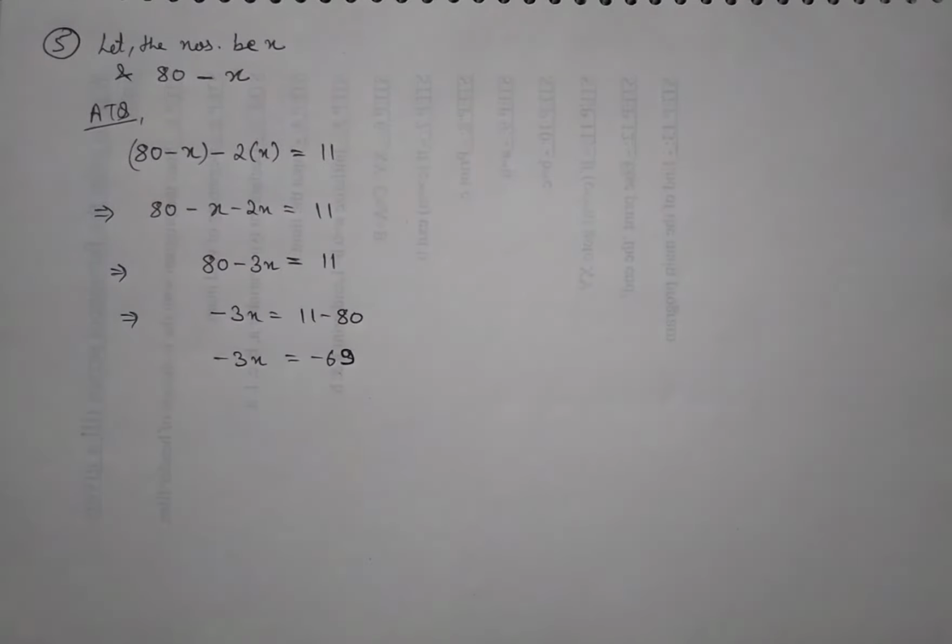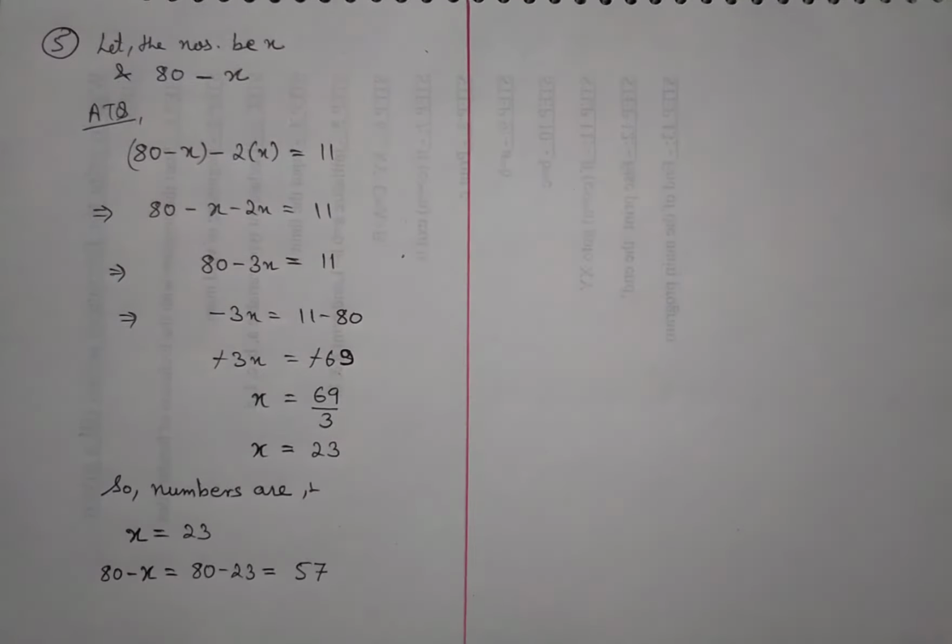Now here we are having a minus on both of the sides, so we can cancel them, and after that we will make a transpose of 3 on the other side, and here we get the value of x as 23. Now the numbers are 23 and 57. Now let's see question number 6.